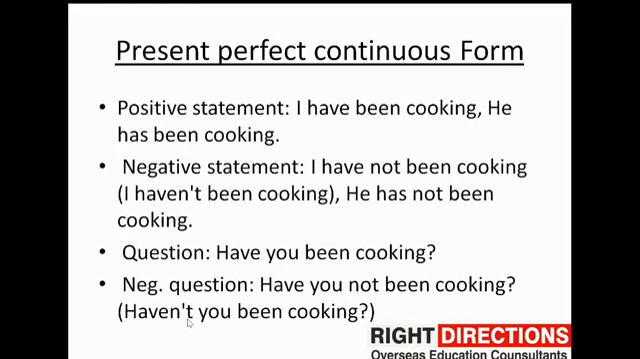Let's make it clear through examples. For positive statement, I have been cooking. So rules will remain same. For plural category, आप have use करेंगे. For singular category, you will be using has. Like I have been cooking, he has been cooking. For negative statement, it is I have not been cooking, I haven't been cooking, or he has not been cooking.